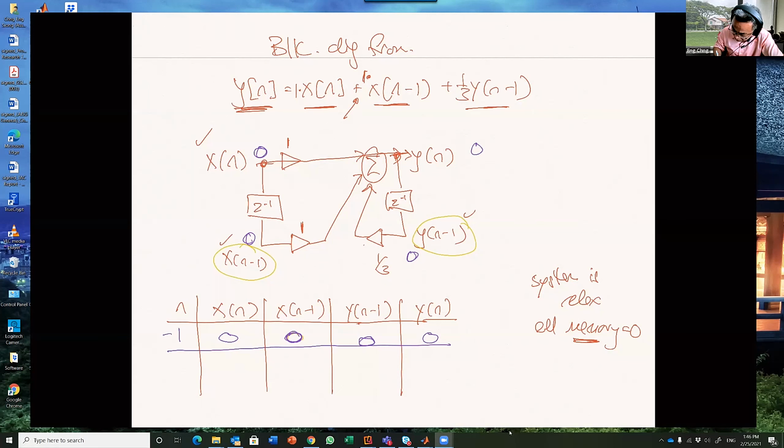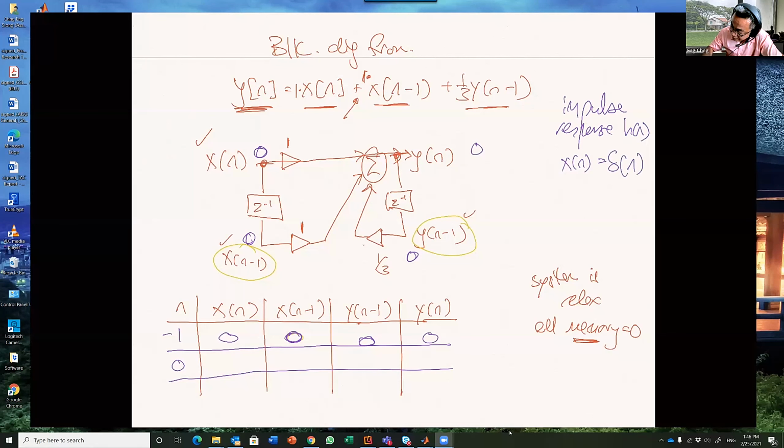Now, at time n equals 0, something exciting happened. Why? What are we sending to x of n? To get an impulse response, we are now trying to find the impulse response h of n. Impulse response means x of n equals delta n. What is delta n?